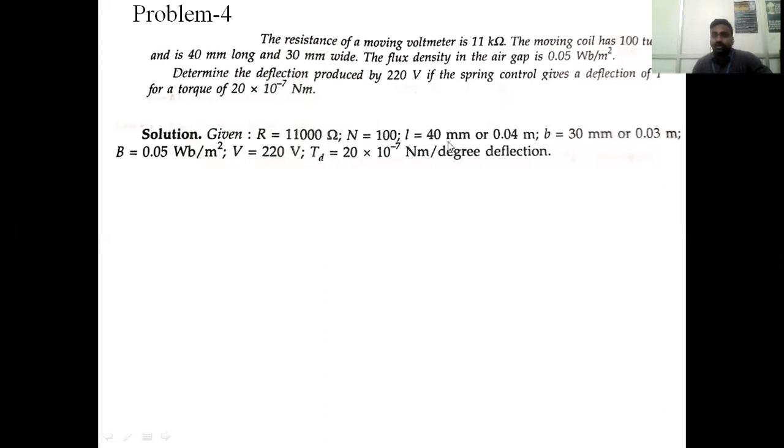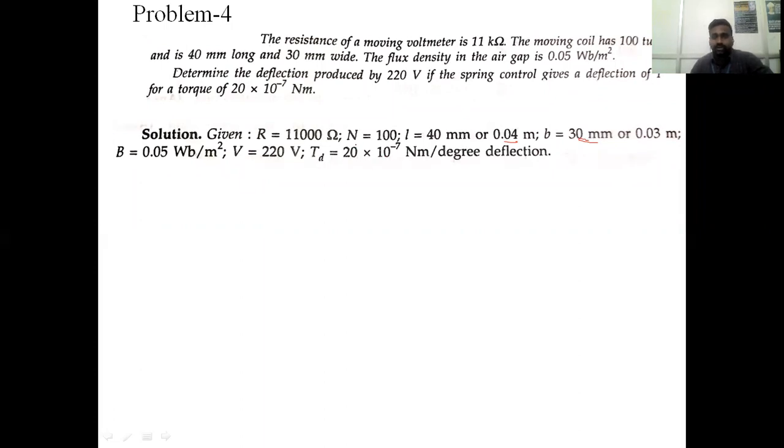And length of the aluminum former is 40 mm, that is 0.04 meters. And the small b, that is breadth, is 30 mm, that is 0.03 meters. Capital B represents the flux density, that is 0.05 Weber per meter square. And voltage is 220 volts. And the deflection is around 20 into 10 to the power of minus 7. This is the deflection torque.